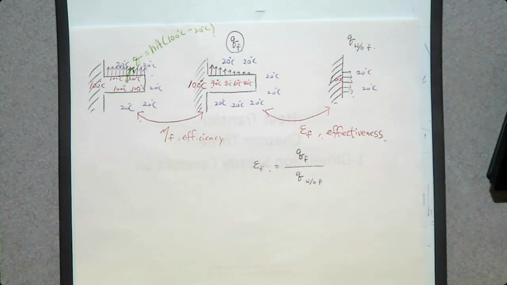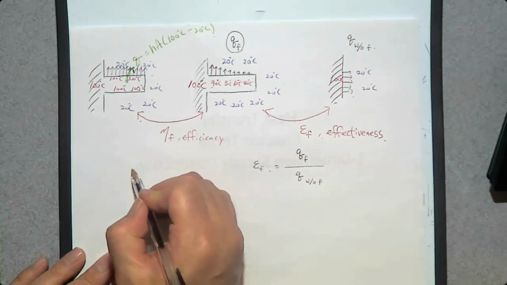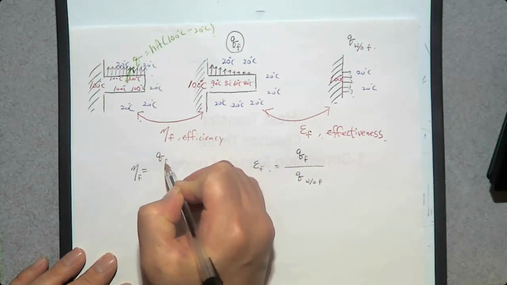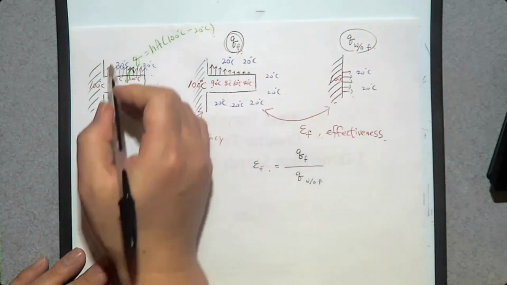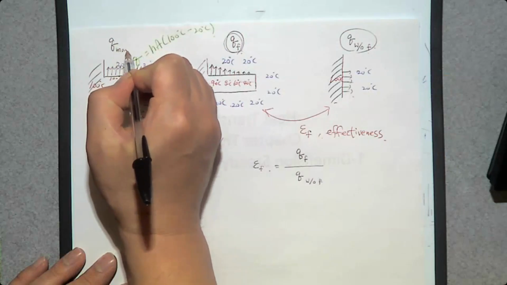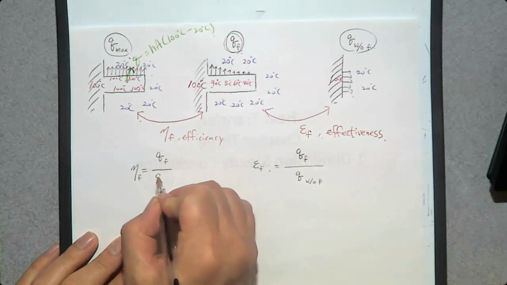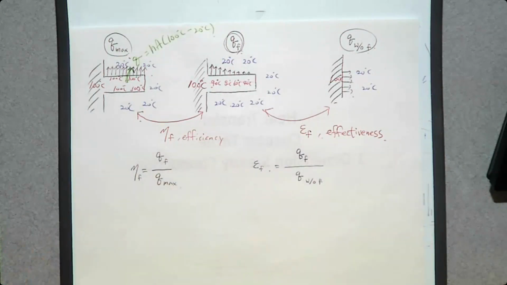Then what about here? The efficiency can be determined by the rate of heat transfer from a fin, this one, compared to the maximum possible heat transfer when the surface of this fin is at a uniform temperature at 100 degrees Celsius. Then that's when we have the maximum rate of heat transfer, which is Q_max. So that's how we can determine fin efficiency and fin effectiveness.